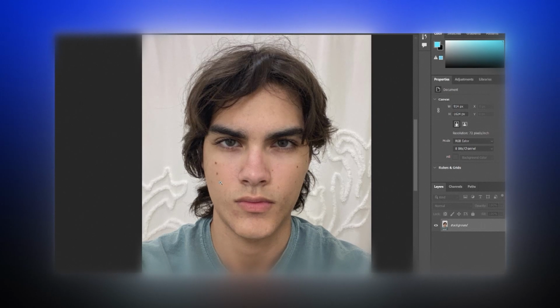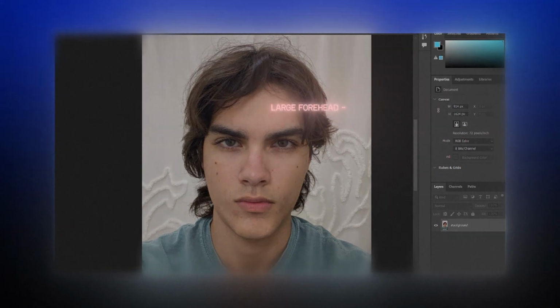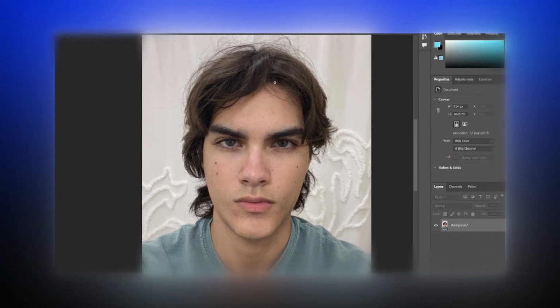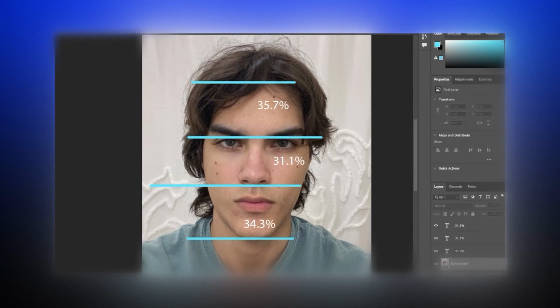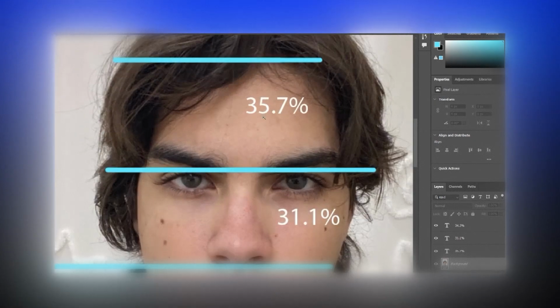But let's not start with that. We'll make a change in this region later on. We're going to look at the forehead first because the forehead's slightly on the larger side. If we start where the perceived start is here, let's just calculate your facial thirds. As you can see, the forehead is about 35.7% of the total facial length. Ideally, we want to see the upper third around 32 to 34%. So we have slightly too much upper third here.